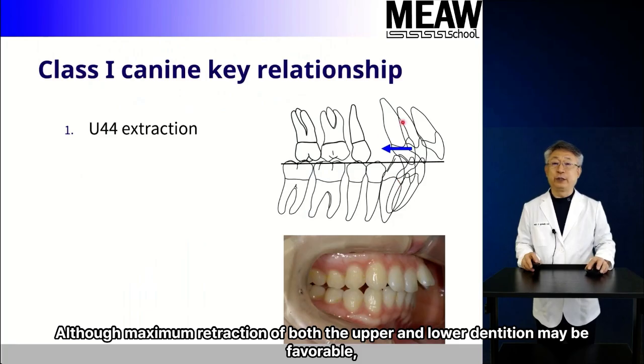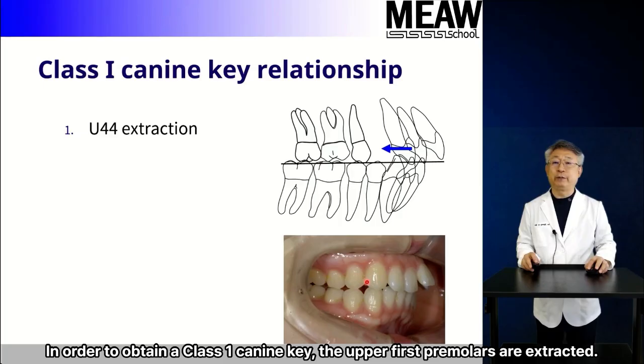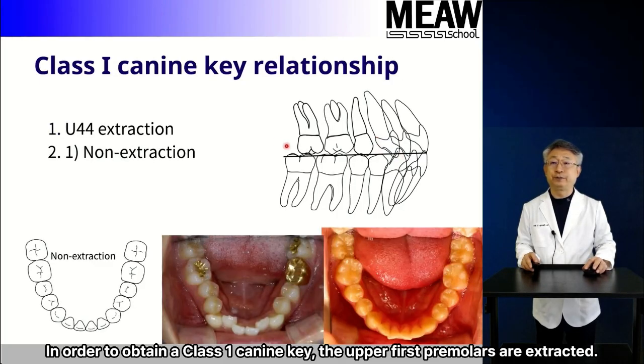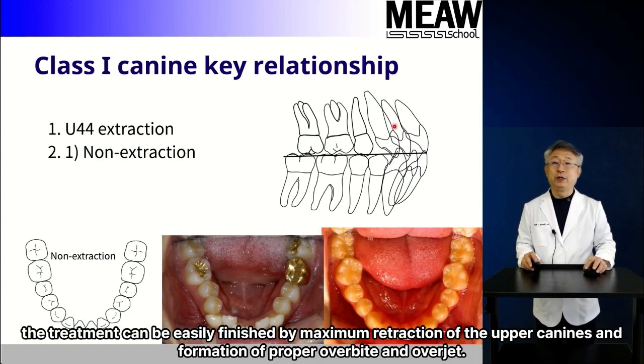Although maximum retraction of both the upper and lower dentition may be favorable, there is a clinical limitation in case of a large overjet. In order to obtain a Class I canine key, the upper first premolars are extracted. With non-extraction treatment in the lower arch, the treatment can be easily finished by maximum retraction of the upper canines and formation of proper overbite and overjet.